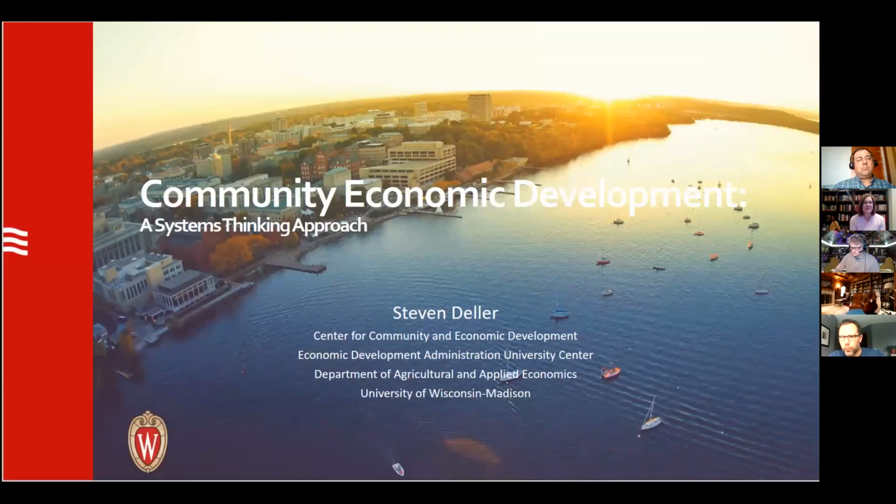There we go. What I want to share with you today is a systems thinking approach to community economic development. There are two that we're going to be talking about. One is the... I imagine that most of you have seen these before, so this is hopefully just a review of what these things are and how they can be used as a tool to help you think as you're working in the field.